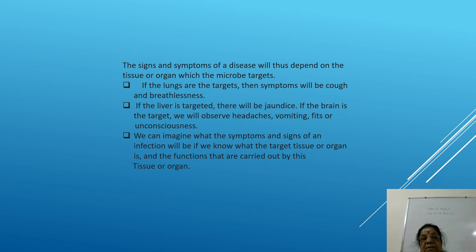Lungs are the target organ, which will lead to cough and breathlessness. In the liver, there is jaundice; in the brain, headache, vomiting and unconsciousness. We can imagine what the symptoms and signs of an infection will be if we know what the target tissue or organ is and the function carried out by that tissue or organ. That is the previous explanation. I hope you are able to follow this.